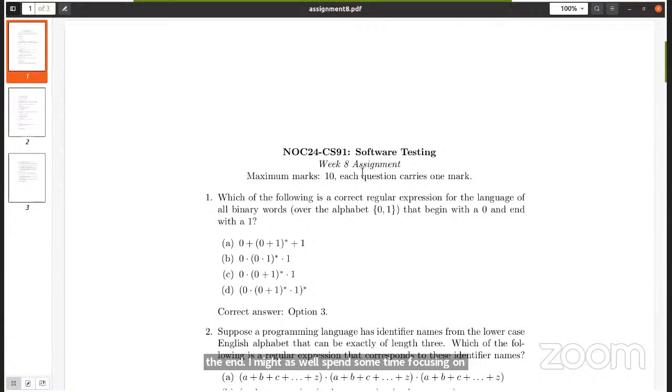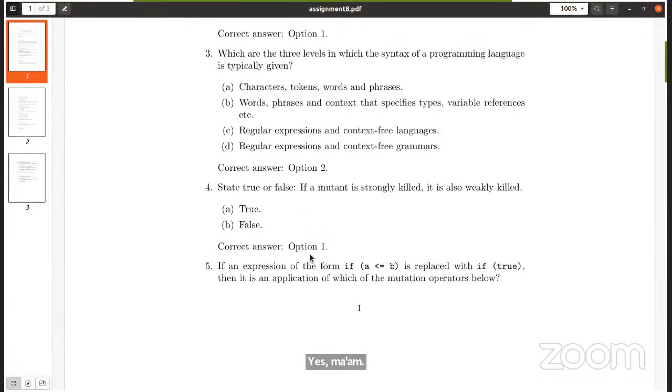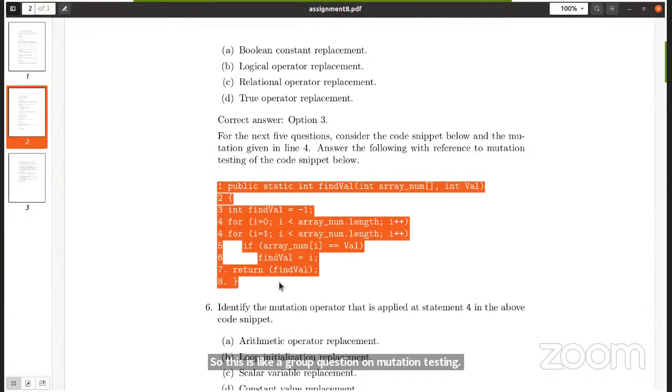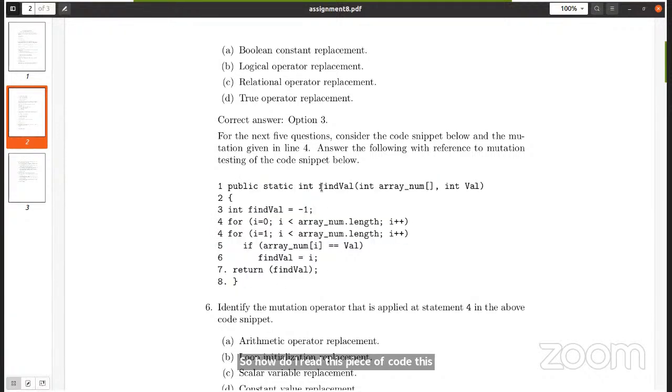So I hope you can see the week 8 assignment. Yes, ma'am. The answer keys are also given here. Let's go to question number 6. This is a group question on mutation testing. So how do I read this piece of code? It's a very simple code. It takes an array num and one number called val as input, and it tries to find out if this number is present in the array or not.